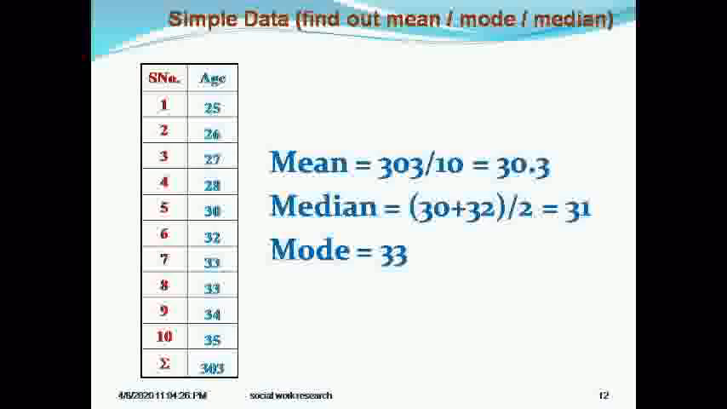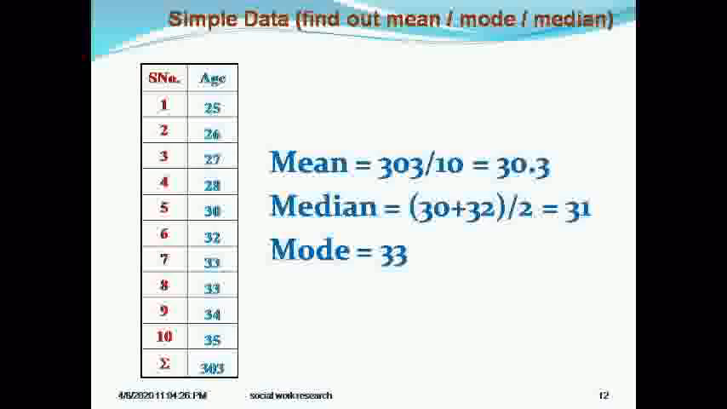The last one, mode. Mode is the most popular observation, and in this distribution you can find the 7th and 8th observation have the same value, that is 33. Therefore 33 is repeated at least once. That is the most popular observation. All other observations are unique except 33. So we can say 33 represents the entire observation.